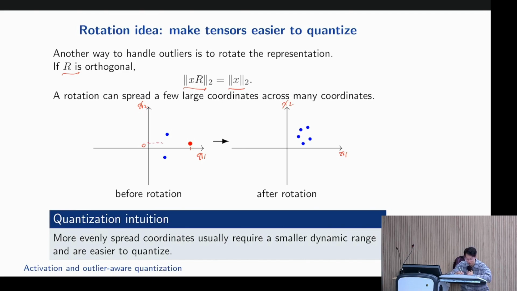So for example, here it's going to be close to 0, like 0.001. Here it's going to be, I don't know, I'm just going to create a random number, 15. Once you rotate, this is going to be, I don't know, 7 or 8 or something like this. I'm just creating some random numbers. Okay? So if we rotate, the values are more evenly spread among different coordinates, and they require a smaller dynamic range, and they're easier to quantize.